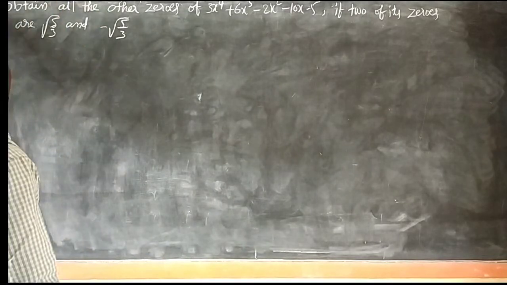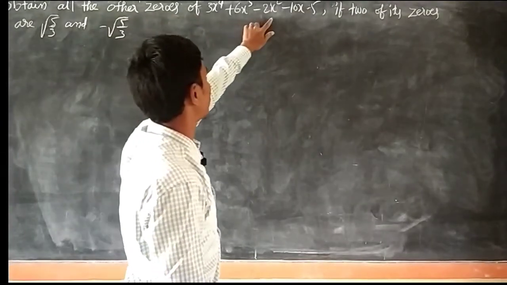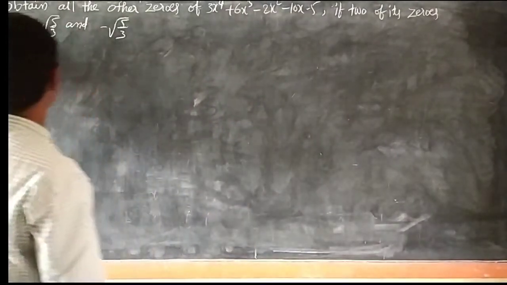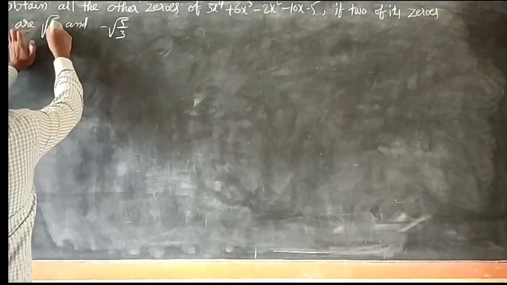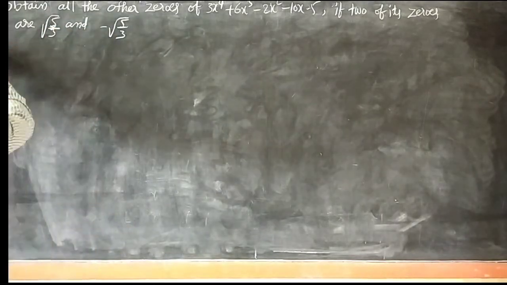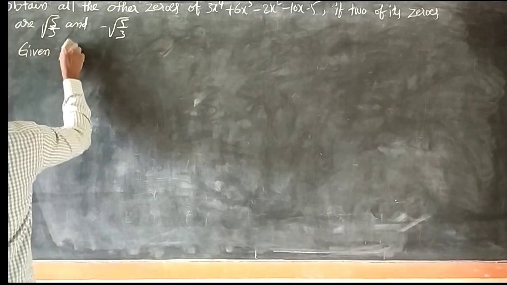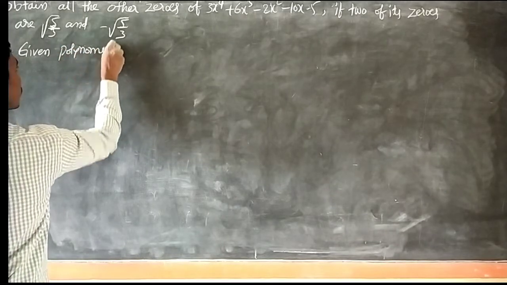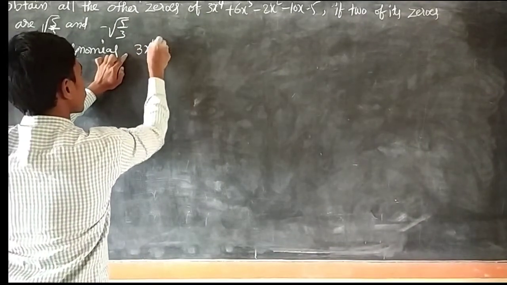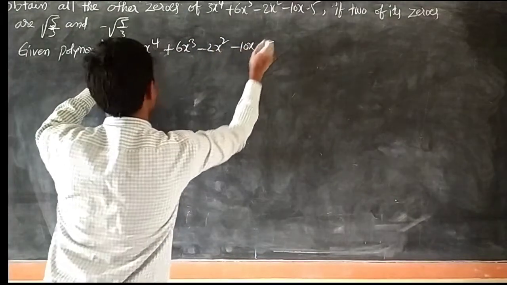From exercise 3.4, the third sum is: obtain all the other zeros of 3x power 4 plus 6x cubed minus 2x square minus 10x minus 5 if two of its zeros are root of 5 by 3 and minus root of 5 by 3. Solution: given polynomial, that is 3x power 4 plus 6x cube minus 2x square minus 10x minus 5.